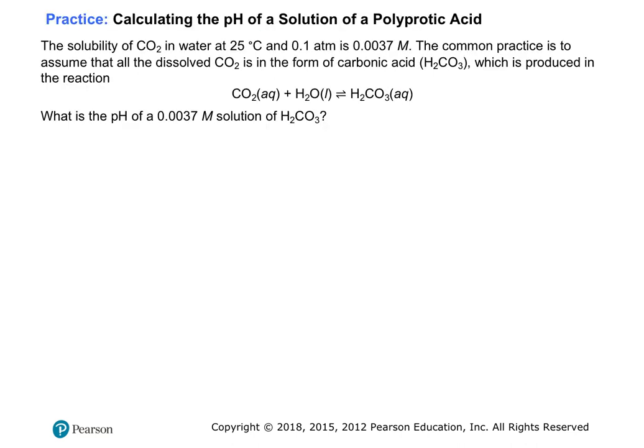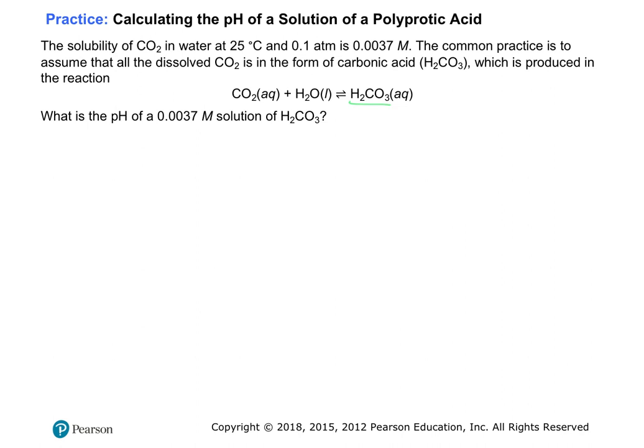So here it says solubility of carbon dioxide in water with a 0.1 molar is 0.0037 molar. Now this is from Henry's law, so this is a sidebar. Common practice is to assume that all dissolved CO2 is in the form of carbonic acid, which is produced in this reaction. So we have carbonic acid, that's a weak acid. So what is the pH of a 0.0037 molar solution of carbonic acid?